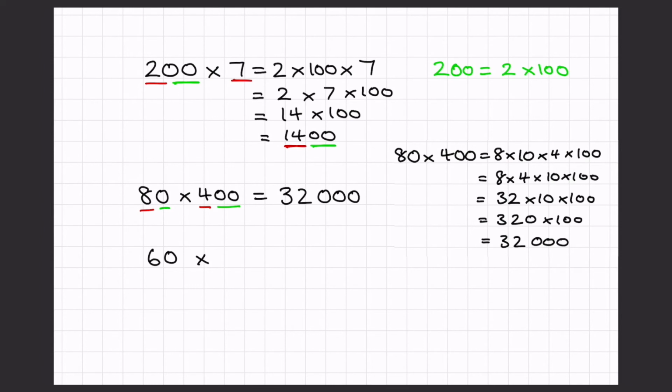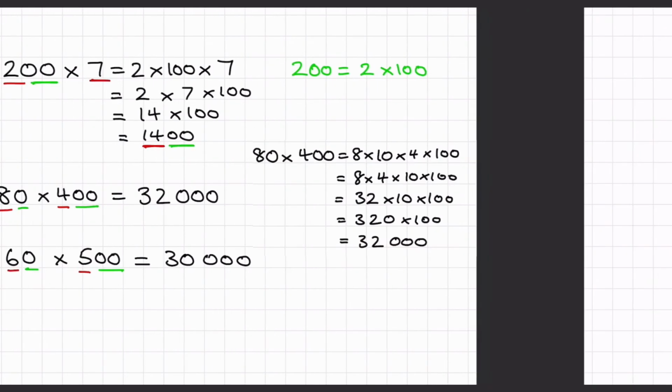Let's look at another question. We have 60 multiplied by 500. So 6 multiplied by 5 is 30, and then we have our 3 noughts, because we're going to be multiplying that 30 by 10, and then we're going to be multiplying by 100. So we end up with the answer 30,000.